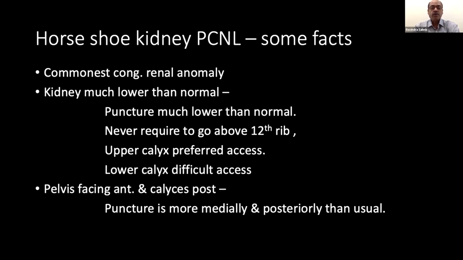Lower calyx is difficult to access because not only is it much lower, but because of the rotational anomaly, it is very difficult to puncture the lower calyx. So most of the punctures in a horseshoe are through the upper calyx. The pelvis is facing anteriorly and calyces are facing posteriorly. Now this is a fact which one has to understand, and because of this, the puncture is more medial and posterior than usual. Usually the kidneys we puncture quite laterally, but in a horseshoe your puncture will go much more medially and posteriorly.